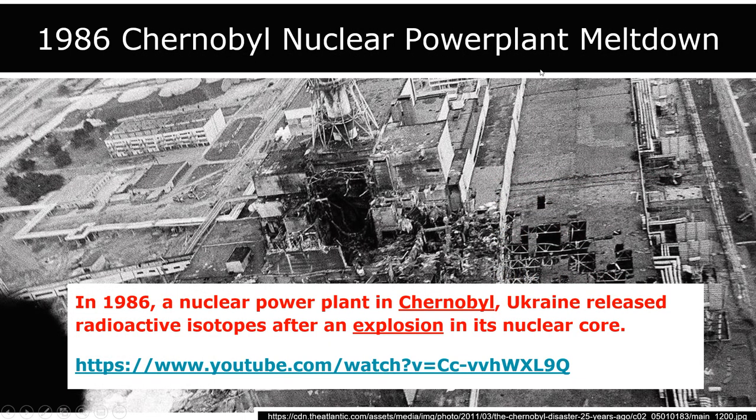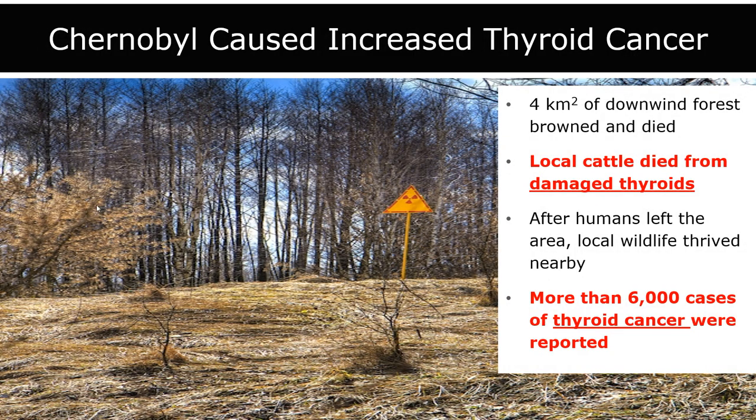There was another incident in 1986 with the Chernobyl nuclear power plant. This power plant had an explosion, and this released radioactive isotopes into the air following the explosion of a nuclear core. This spewed huge amounts of radiation into that direct area. Radiation was detected as far away as Sweden. In the 4 kilometers just downwind of this area, all of the trees died because it was basically like melting their cells.